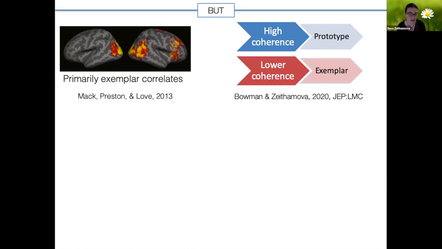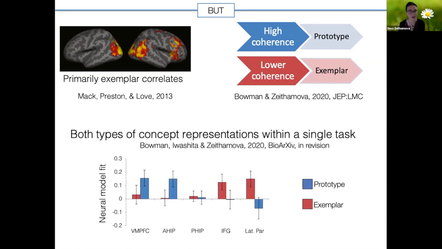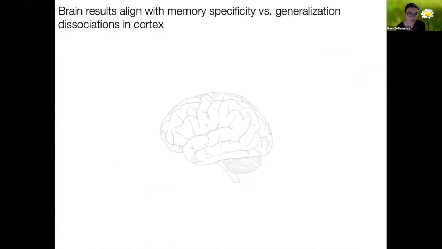And in our latest study, at least in one phase of the experiment, we were able to see both prototype and exemplar correlates. The prototype correlates replicated in ventromedial prefrontal cortex and anterior hippocampus, but when we pushed participants behaviorally towards a little bit more exemplar strategies, we also started seeing exemplar correlates in lateral prefrontal and lateral parietal cortices. So these dissociations between prototype and exemplar regions nicely map onto how I was thinking about specific memory versus generalization regions in cortex before.